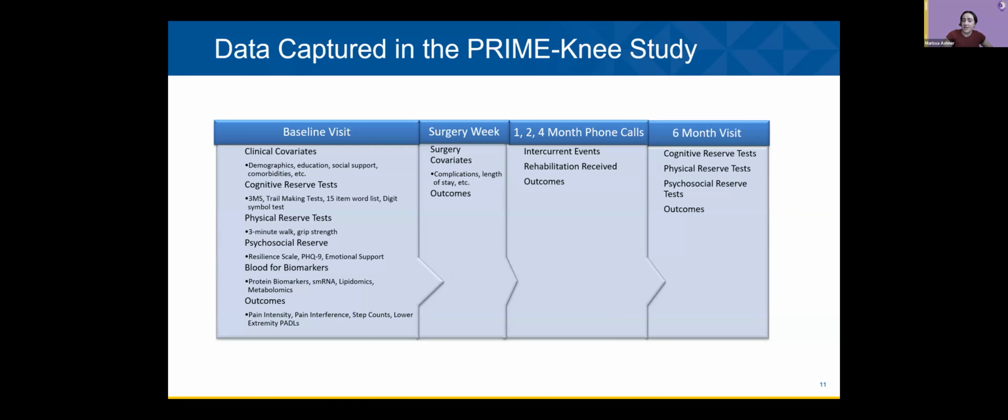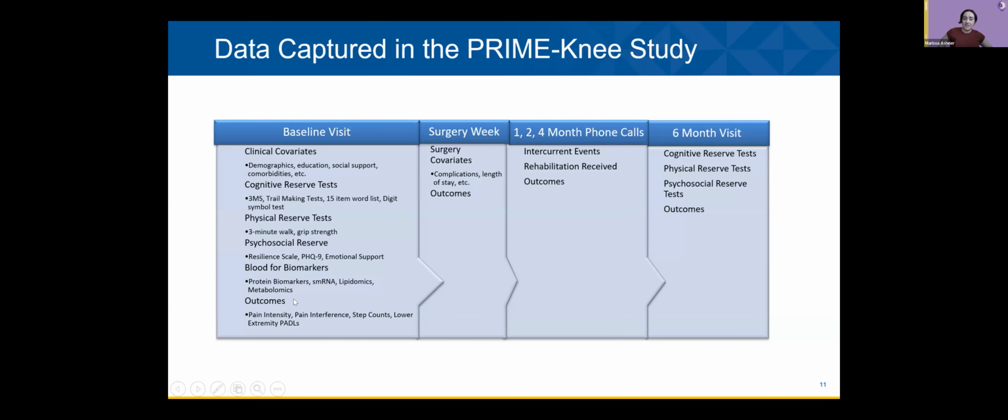And then we have all of our tests of reserve, what we're calling reserve. So we have some cognitive tests, such as the 3MS or trail making, physical reserve, such as a 3-minute walk or your grip strength, psychosocial reserve, such as the psychosocial resilience scale and the PHQ-9. We also collected blood for different biomarkers, and then our outcomes.